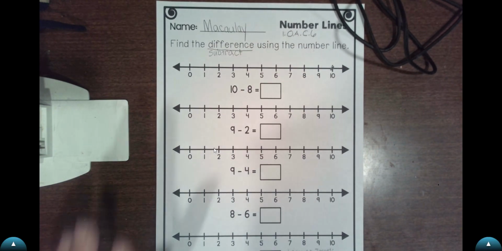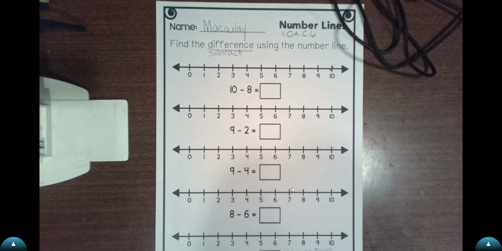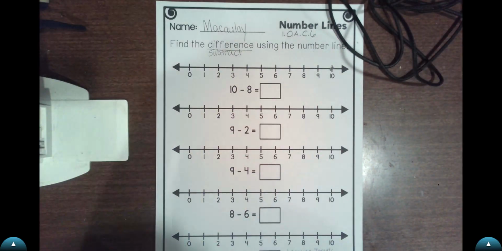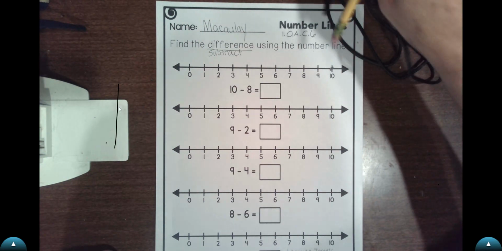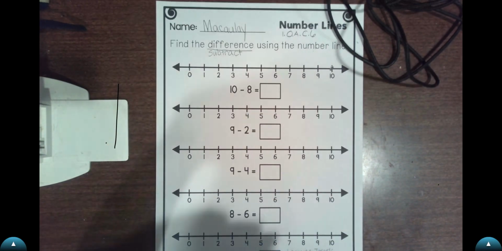Let me see. Oops, that's not what we're supposed to do. Okay, I can't see the bottom of the page to make it bigger, lovies. I'm sorry.